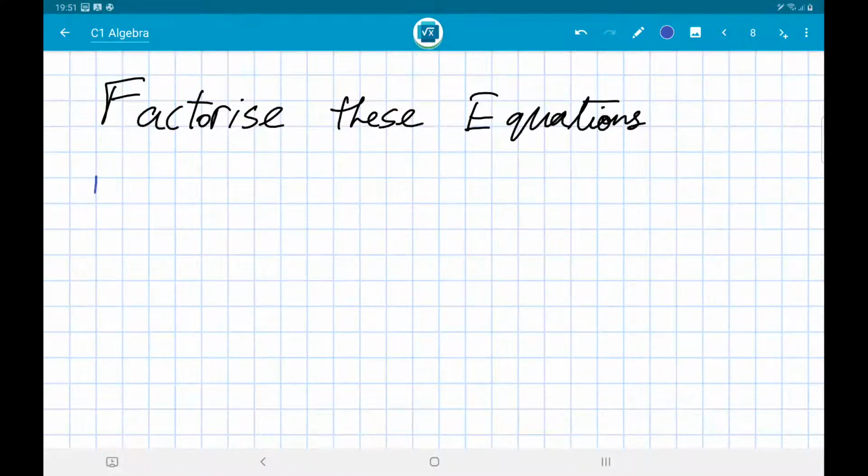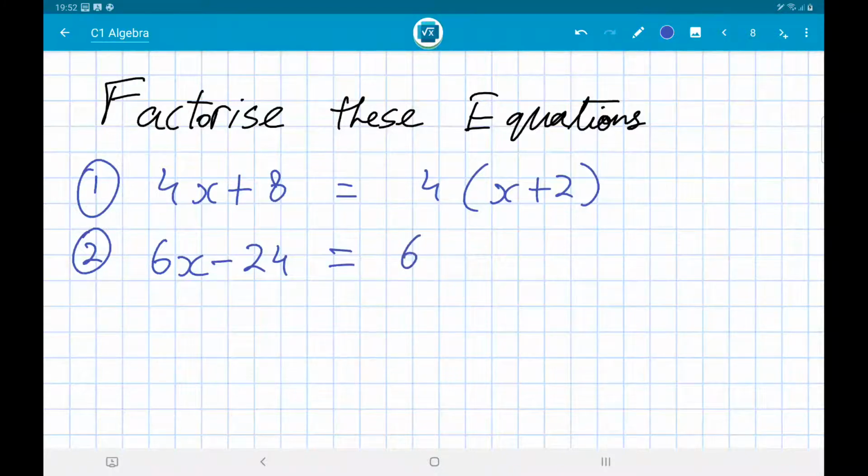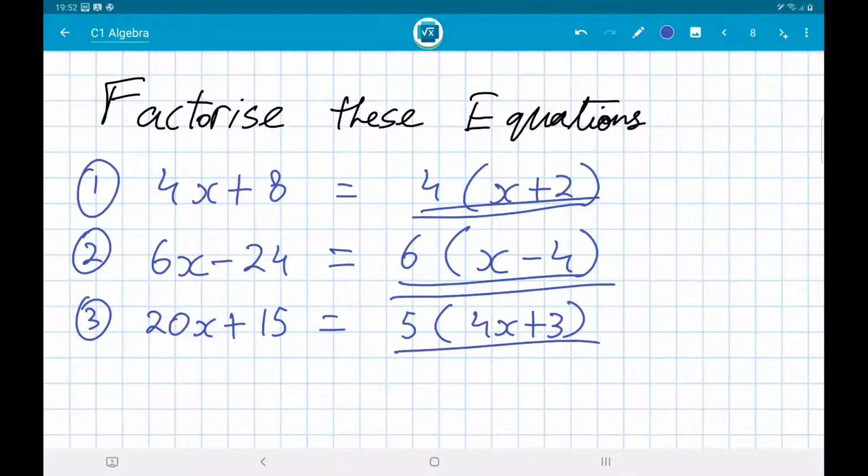4x plus 8. Simple enough. Let's do 4 on the outside. We get x plus 2. Second, 6x minus 24. Gives you 6 on the outside, and you get x minus 4. 3. Alright, 20x plus 15. Whoa, 15, an odd number. So you get 5 on the outside, and we get 4x plus 3. That's final.